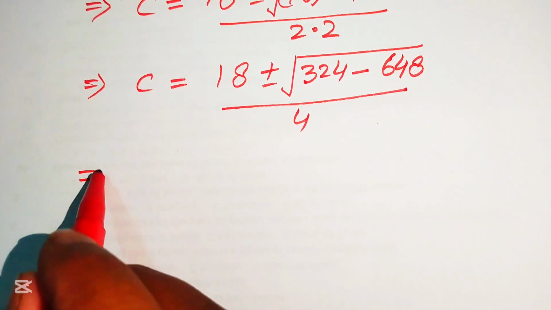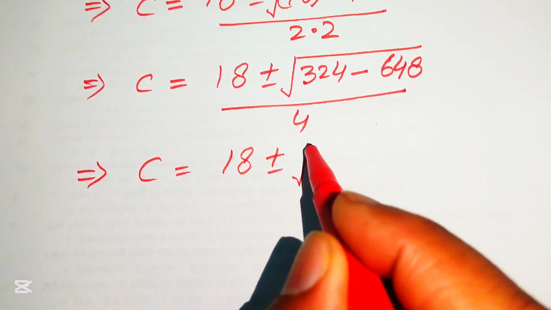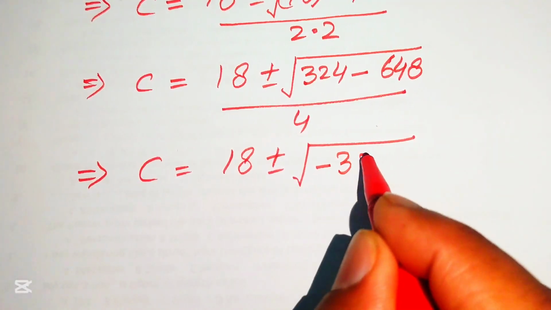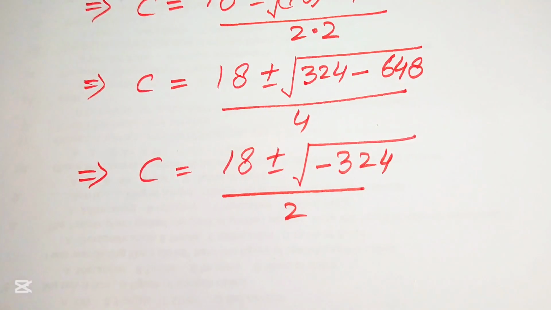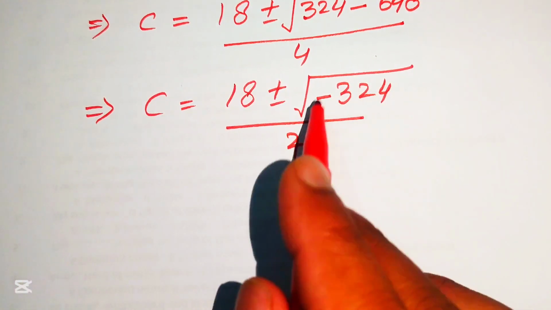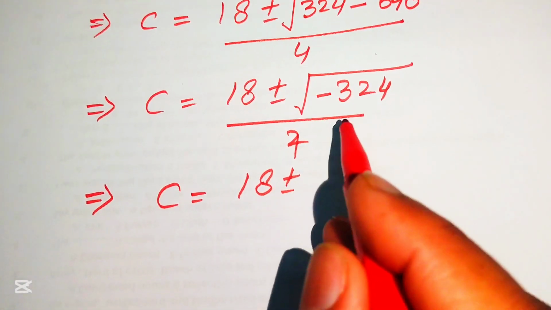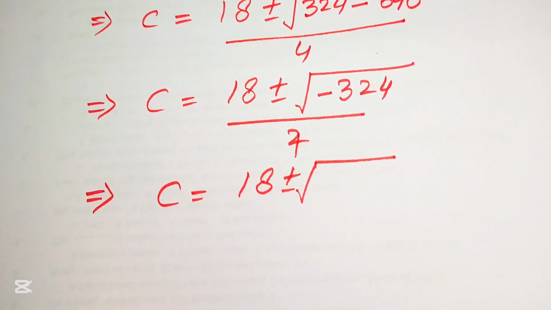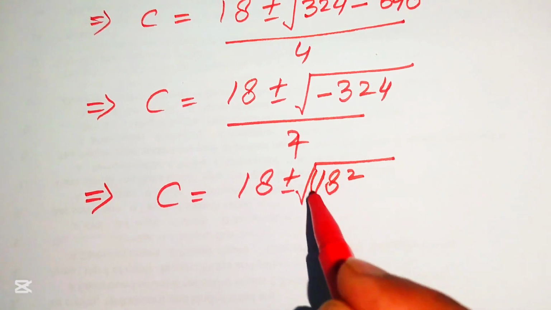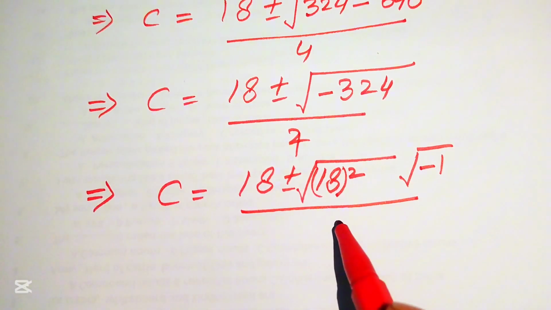So further we have c is equals to 18 plus minus, here we have 324 minus 648 equals to minus 324, and it is divided by 4. Okay, so now in the next step we need to focus on this term only, and we rewrite this term as 18 plus minus, here we write this 324 as 18 square. We know that 18 square equals to 324, and we will separate the square root of minus 1, and it is divided by 4.